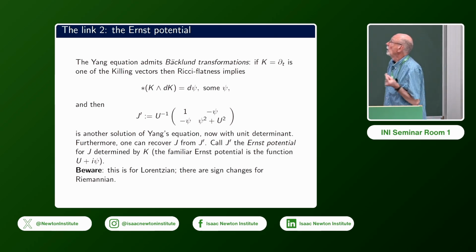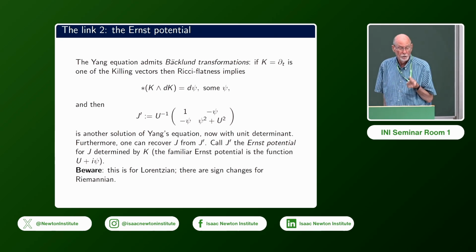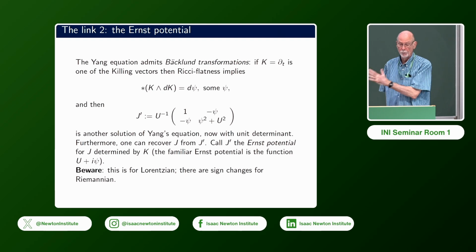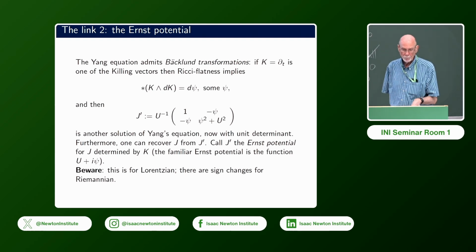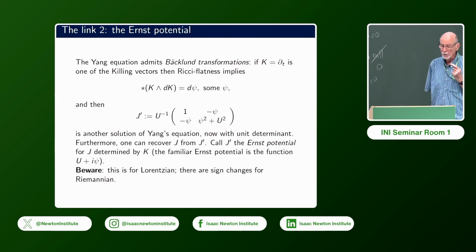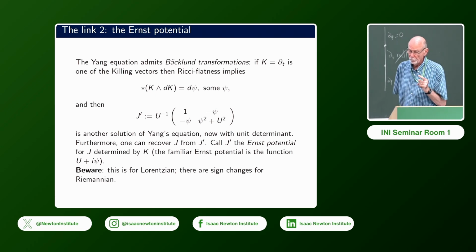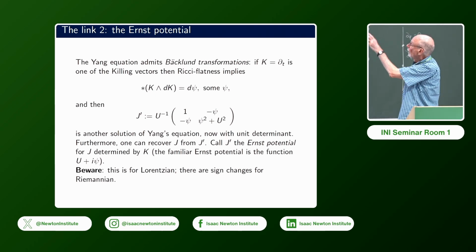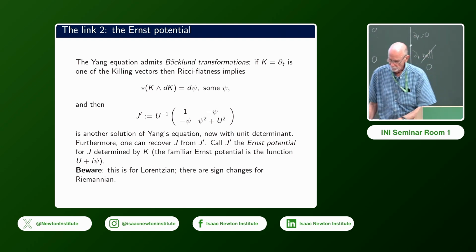Part of the payoff is that the J prime has got determinant 1, whereas the J, remember, had determinant R squared, which therefore varied from place to place. Okay, so I'm going to call that matrix the Ernst potential determined by K. The thing which historically was called the Ernst potential is the complex function U plus i psi, and then Ernst wrote down an equation on that. Now this is for Lorentzian. If you want to do Riemannian, you juggle the signs a bit, but let's not worry too much about that.